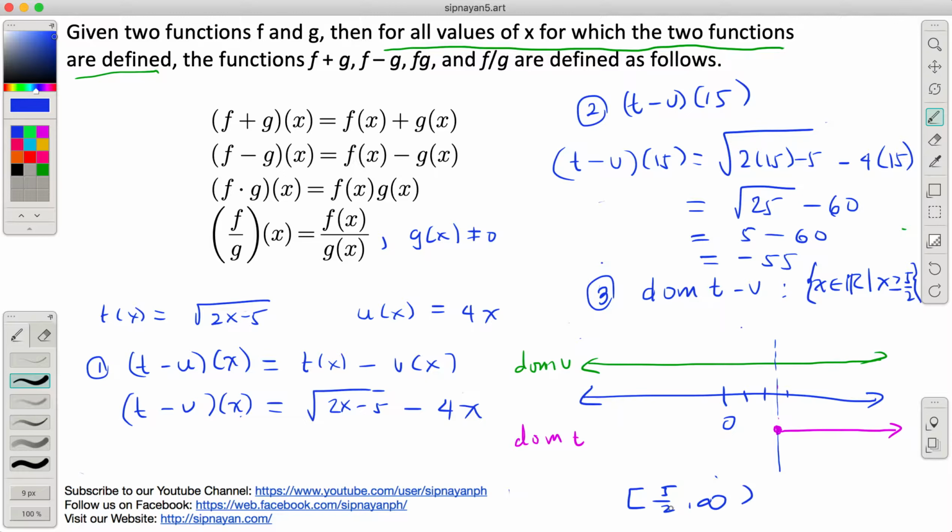Okay, so, check nyo yung ating tutorial on interval notation. Very important yun. Dapat alam nyo, para pag ito yung ginamit natin, dapat alam nyo. Pag set notation yung ginamit natin, alam nyo rin, di ba?